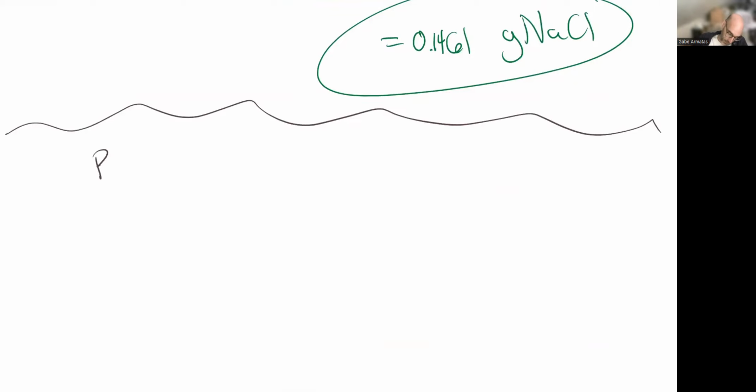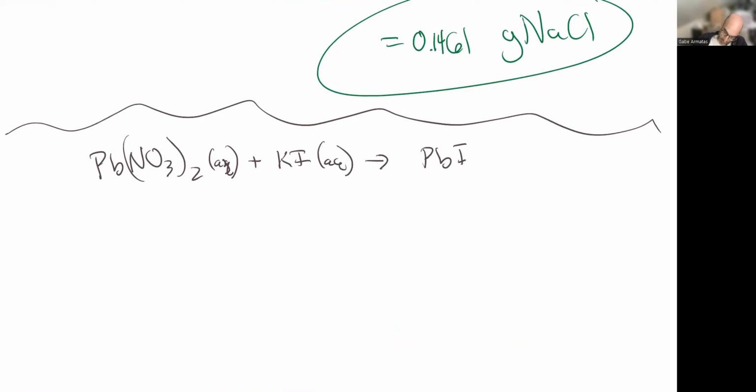So lead nitrate, which is aqueous, plus potassium iodide, which is also aqueous, yields, we know that lead iodide, because we're good at double replacement reactions, which is a solid, plus the stuff that's left over, which is potassium nitrate and aqueous. We're not really going to care about the potassium nitrate, but let's balance this.